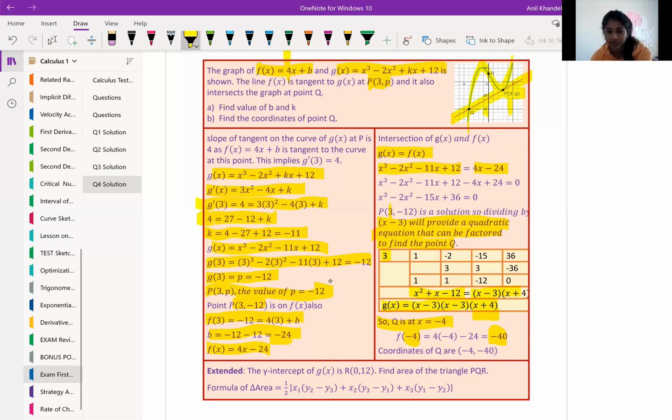Correct. You could have used the line equation because it is common. Oh, yeah. So you could use f of x, right? f of x equals 4x plus b, right? Substitute minus 4 there. So 4 times minus 4 is minus 16. And you know the value of b, which is minus 24, right? And from there, you get minus 16 minus 24 as minus 40.